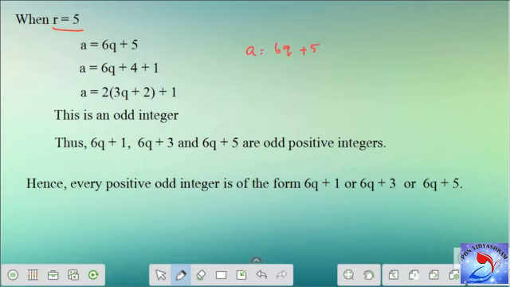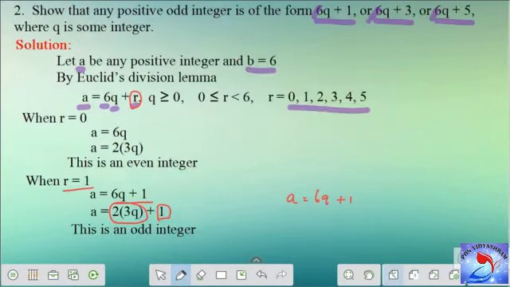So when I consolidate everything, I could see a takes the form 6q plus 1 or 6q plus 3 or 6q plus 5. So these are the places where we get a as an odd integer and the remaining cases are even integers. So if I say a is an odd integer, it means it can be expressed in the form either 6q plus 1 or 6q plus 3 or 6q plus 5. Hence, we can conclude that every positive odd integer can be expressed in the form 6q plus 1 or 6q plus 3 or 6q plus 5. So, this is what we are asked to prove and we have proved it.